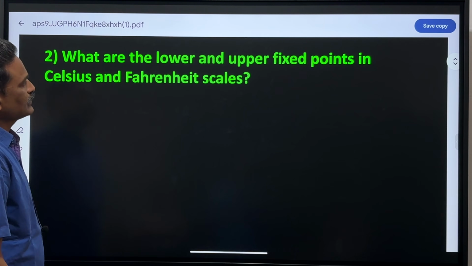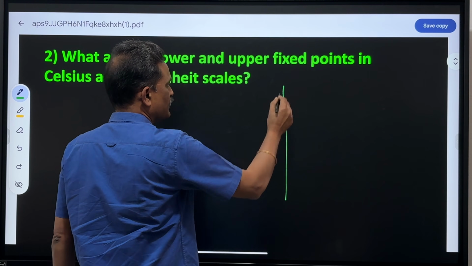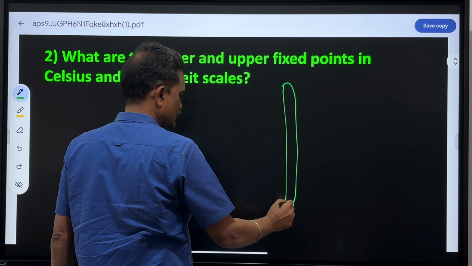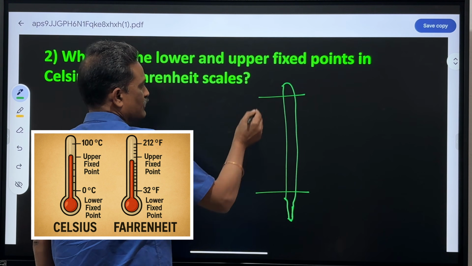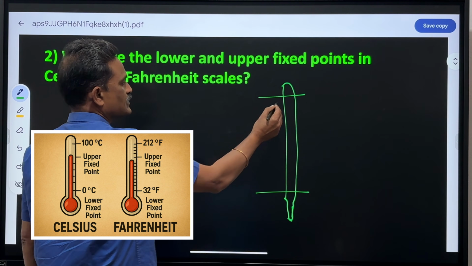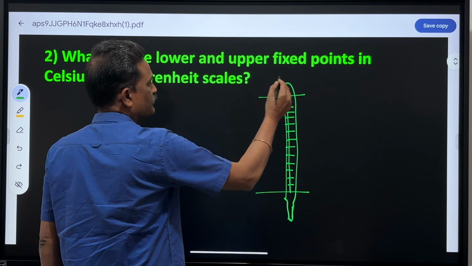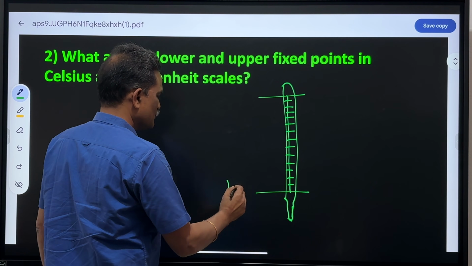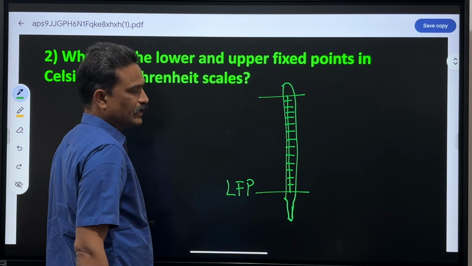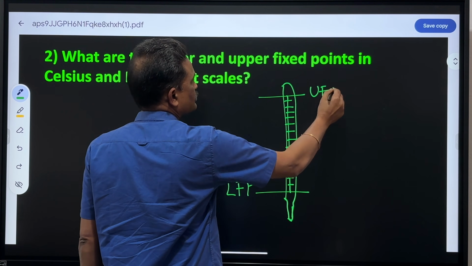Now second question, what are the lower and upper fixed points in Celsius and in Fahrenheit scales? So we have a thermometer. So let us imagine this as the thermometer. So in thermometers in general we have mercury. So there is a scale. So we have different types of scales of temperature. The lower temperature that can be measured with this is called lower fixed point. And the uppermost reading on the scale is called upper fixed point.